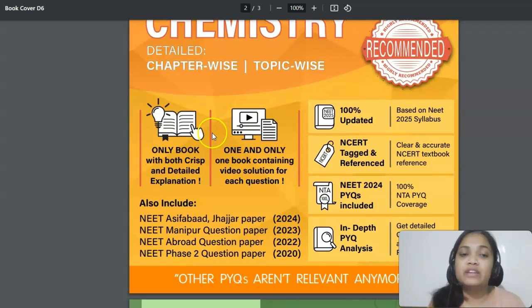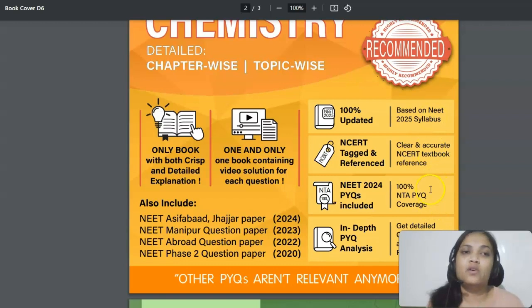Now let me tell you something very interesting: this is the only book with both crisp and detailed explanations. You can just look at the crisp explanation and fine, you have understood it. But if you want to learn in detail, like I told you, if you want to derive the questions, you have to learn the concept in detail. So we have provided the detailed explanation as well. Still, if you are not able to understand, you can go through the video solution. Yes, every question comes with a QR code. You scan it and you will get a video solution for each and every question, recorded by our SMEs only. So this book is very helpful for you.